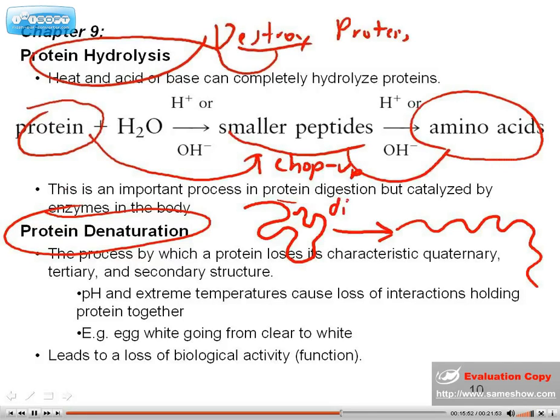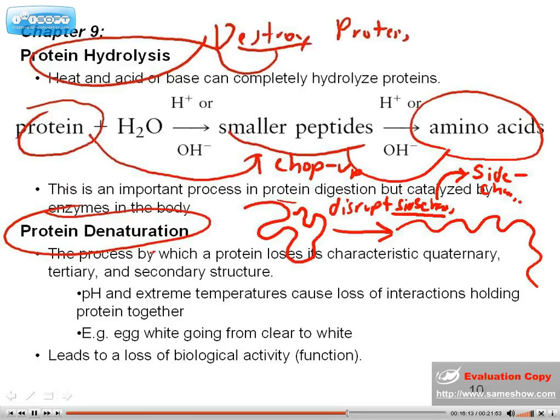So we disrupt the side chains. Misspelled side chains, but we disrupt the side chains. That's very poorly written. Let me write it again. We disrupt the side chains. So protein denaturation is when we disrupt the side chains.